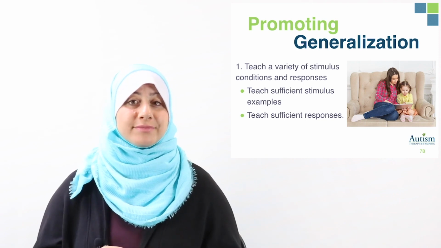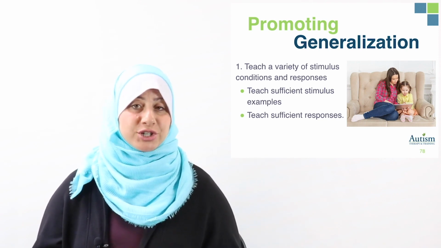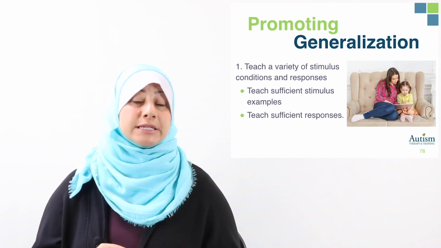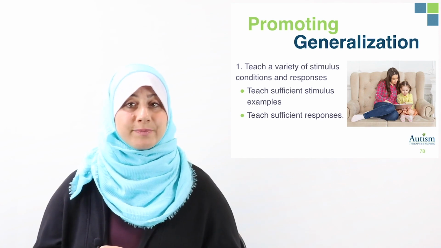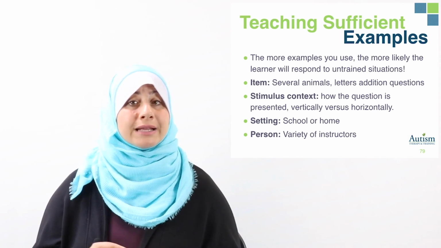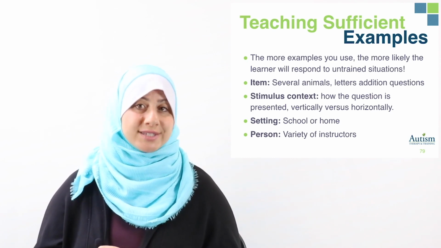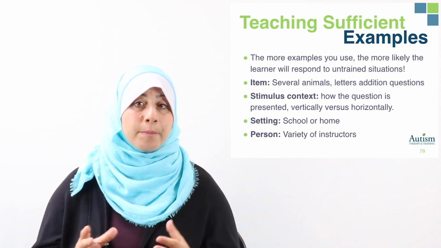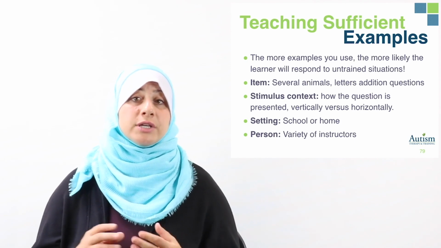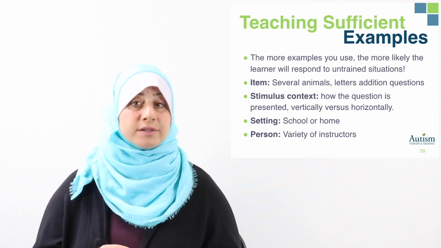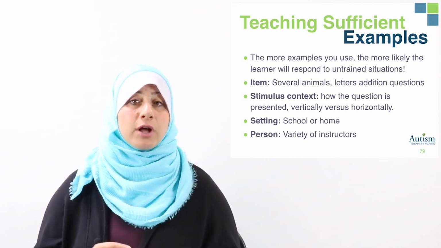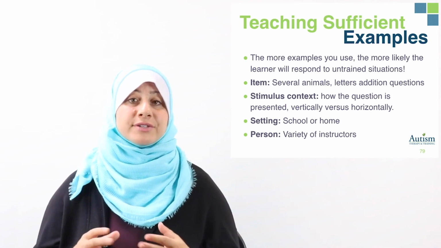Promoting generalization. Teach a variety of stimulus conditions and responses. Teach sufficient stimulus examples. Teach sufficient responses. When teaching sufficient examples, the more examples you use, the more likely the learner will respond to untrained situations. It's simple, but this takes planning. If you're teaching your learner to identify dog, you need to ensure that you have 4 to 5 exemplars of dog. 1 or 2 is not enough. So you want to have several items that you're teaching: animals, letters, addition questions.